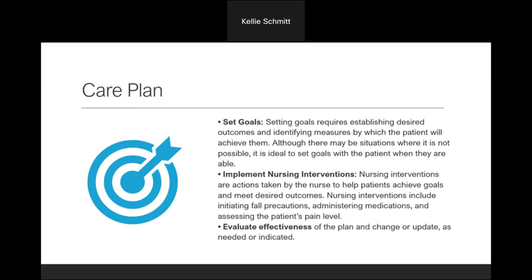We need to implement nursing interventions. They are actions taken by the nurse to help patients achieve goals and meet desired outcomes. We need to include initiating a fall precaution, assessing pain levels, administering medications. And we need to evaluate the effectiveness of this plan. The plan can change or be updated as needed or indicated.